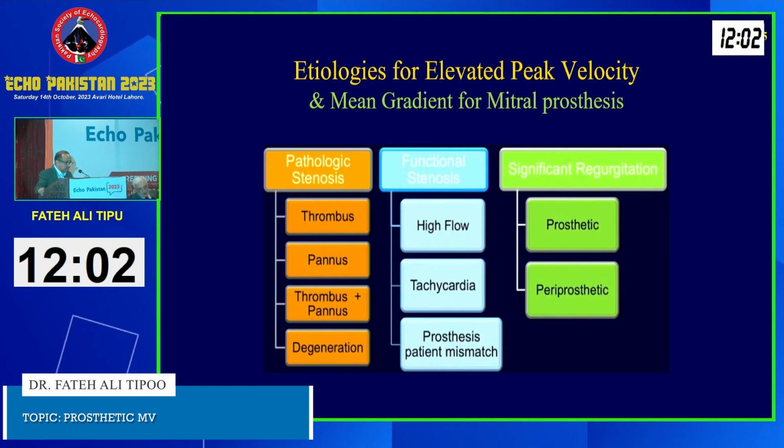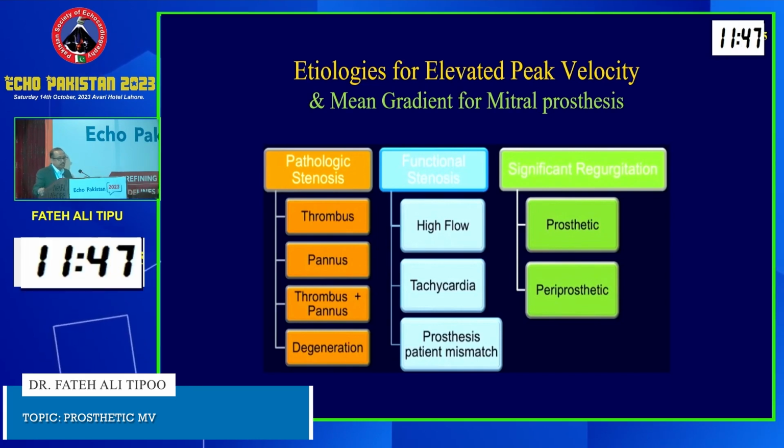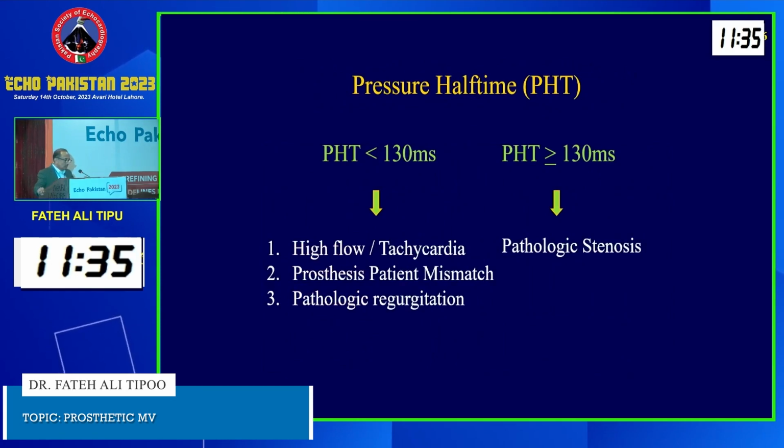That is, the valve is normal, but the flow is increased, either because of a high flow state, because of anemia, because of tachycardia, or the valve is otherwise normal, but that valve is smaller for that body surface area, and that is called patient prosthesis mismatch. The third possibility of increased velocity and increased gradients is prosthetic valve regurgitation, which may be valvular or paravalvular. So how would you differentiate among these different conditions?